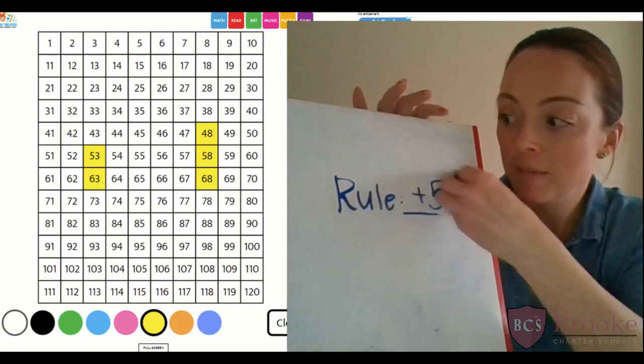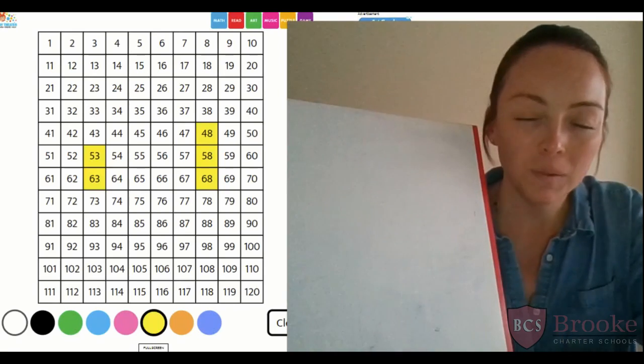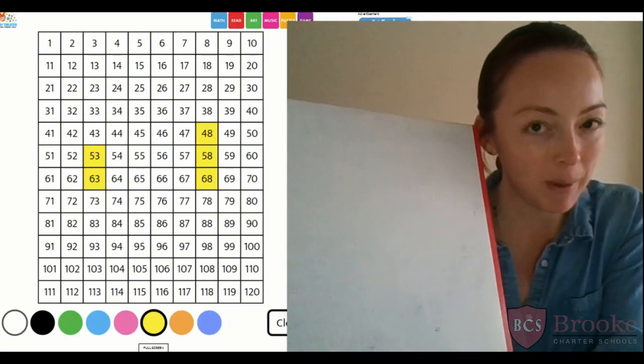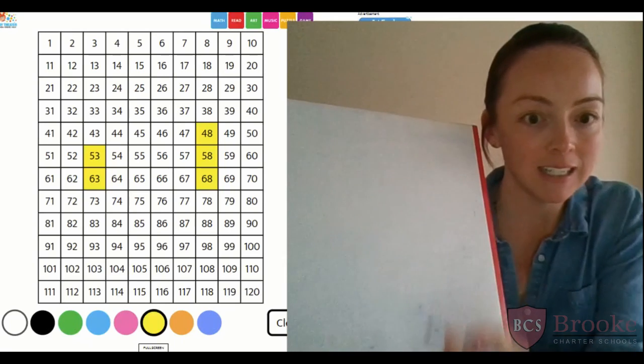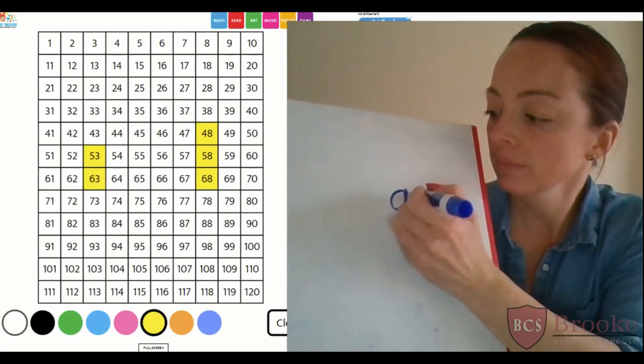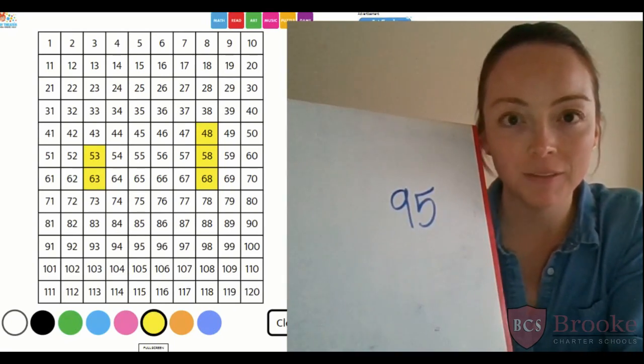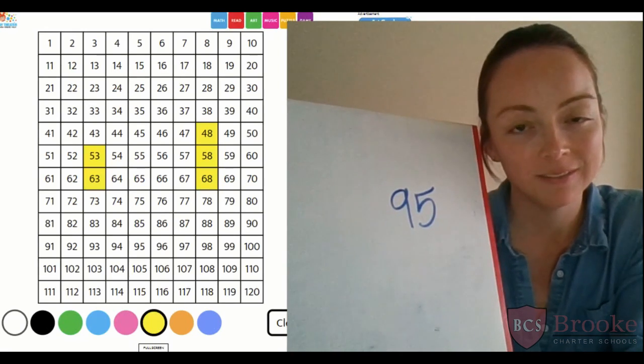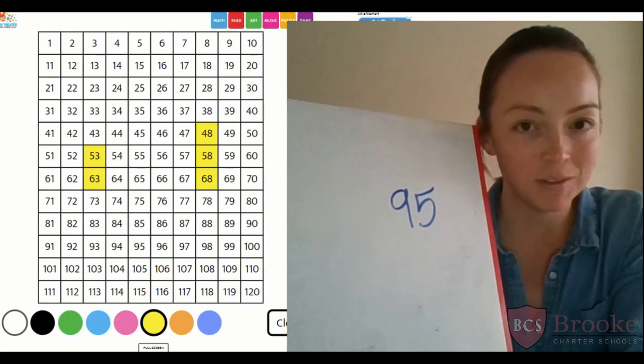Now I'm going to write a number on my easel, and I want you to see, would this number be in Miss Doherty's +5 pattern or not? Let's get to work. The number is 95. Would this be in this counting pattern? Take a look at my hundreds chart and tell me what you think.